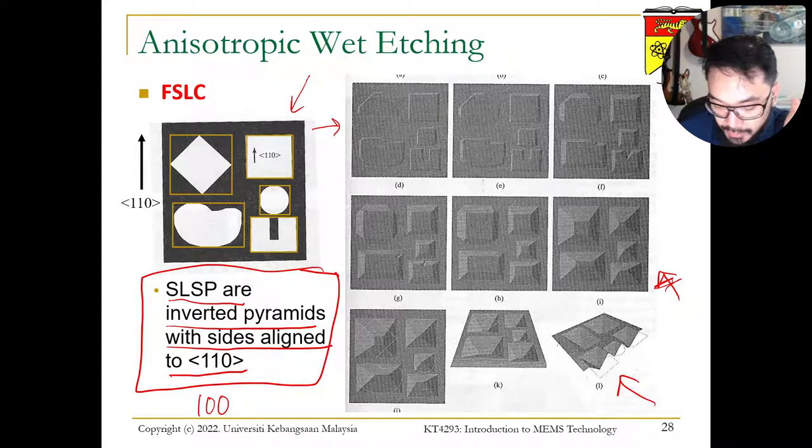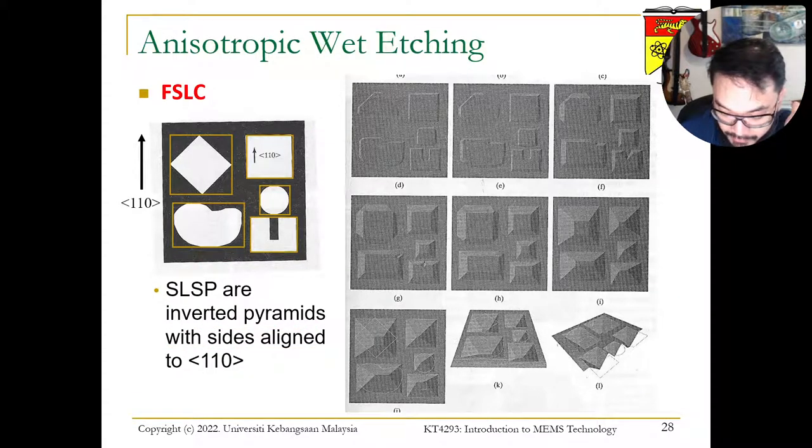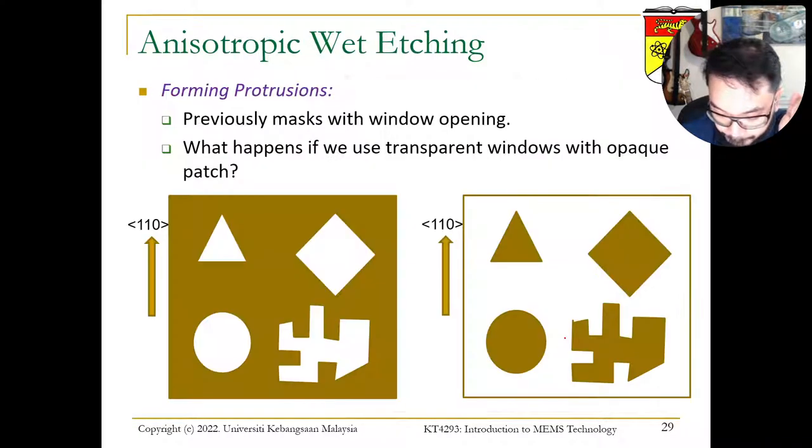Okay, if you look at the next slide here, that means the FSLC, for any shape, is still a rectangle or a square whereby the sides are aligned with the 1-1-0 plane. So all these will have the FSLC be a rectangle or a square.